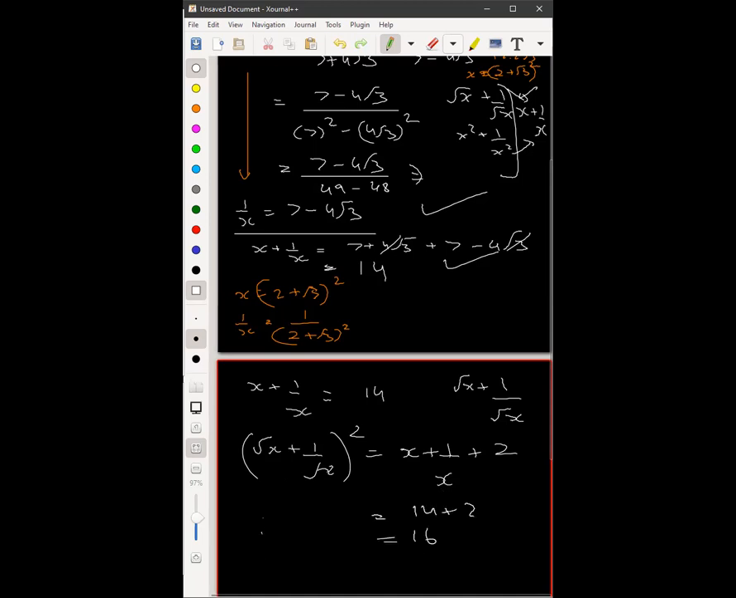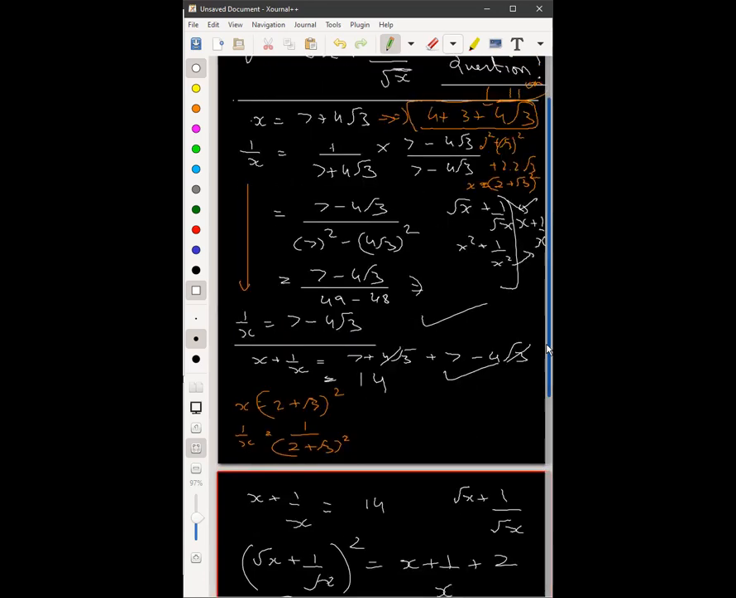Then taking square root on both sides, we get root x plus 1 upon root x is equal to plus minus 4. Right? Everyone clear? Any doubts, anyone?